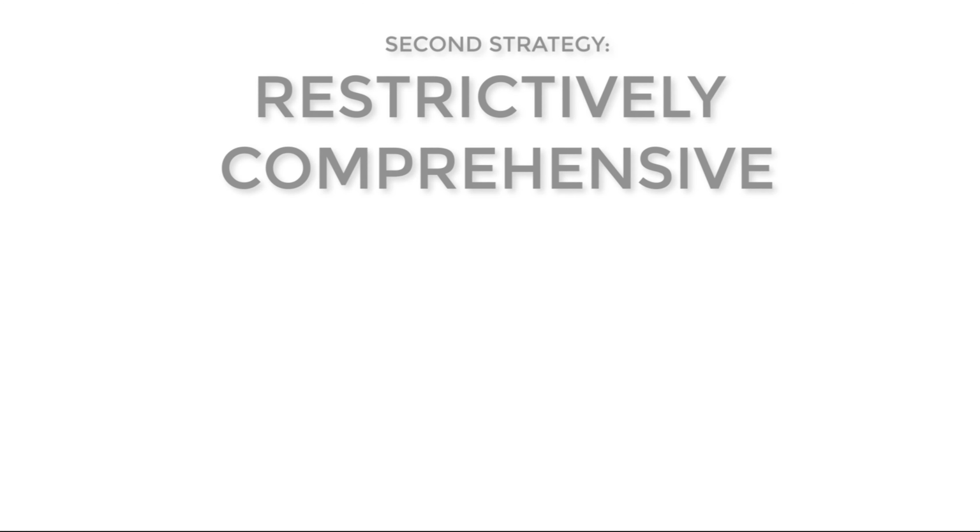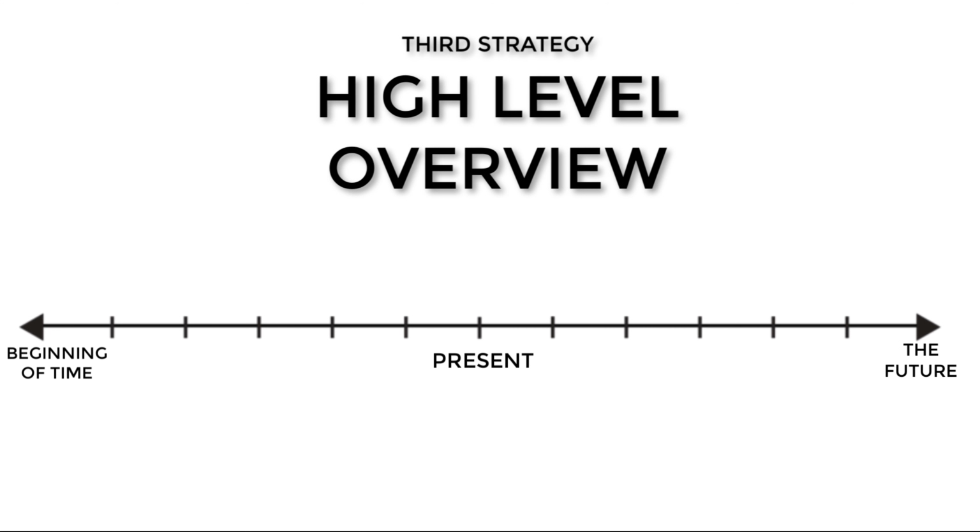The third search strategy is a higher level overview that is less comprehensive. This strategy focuses on keeping up to date on major events in a topic while minimizing the time to accomplish this goal.